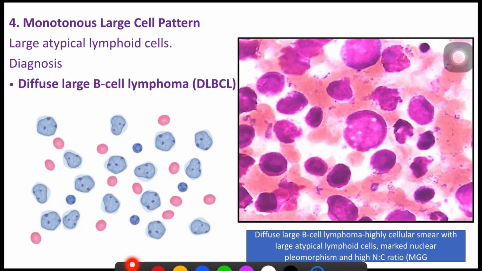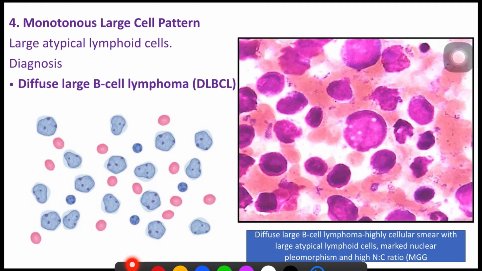Now, monotonous large cell pattern. So this is DLBCL, a common example, where there are large atypical lymphoid cells. So you can here easily identify RBC size and small lymphocytes, and you can compare. These are 3 times larger cells compared to the mature lymphocytes. So this is the monotonous large cell pattern. So here these are the large cells. See, these are the background lymphocytes, RBCs, and size is comparable. This is a 3 times large cell.